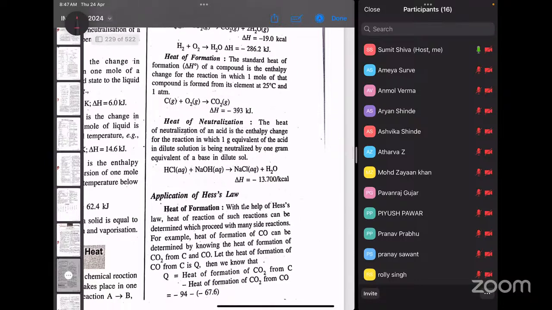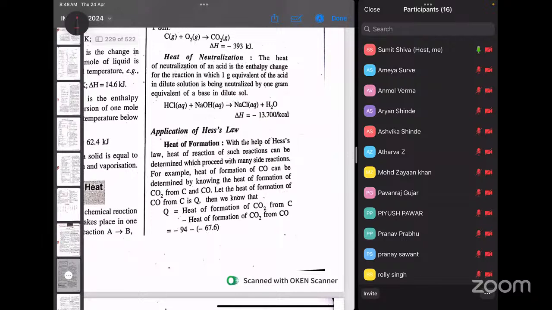Next is heat of formation. Heat of formation is the standard heat of formation. Standard heat of formation of a compound is the enthalpy change for the reaction in which 1 mole of the compound is formed from its elements at 25 degrees Celsius and 1 atm. So heat of formation is the enthalpy change which takes place during the formation of a compound from its constituent elements at standard conditions. And what are these conditions? Temperature is 25 degrees Celsius and pressure is 1 atm.